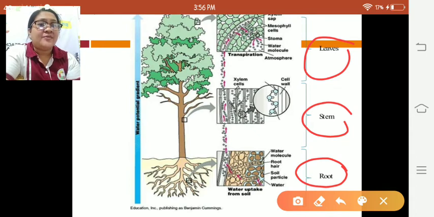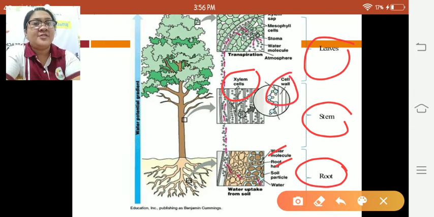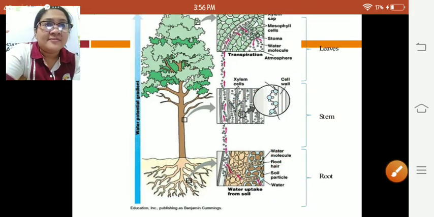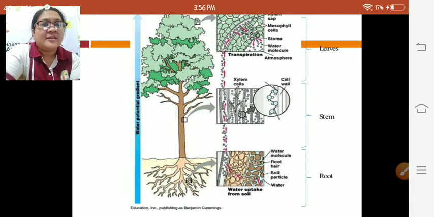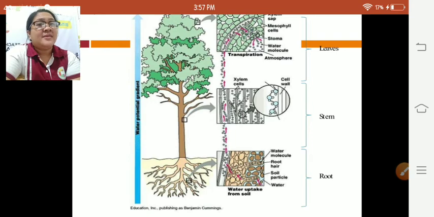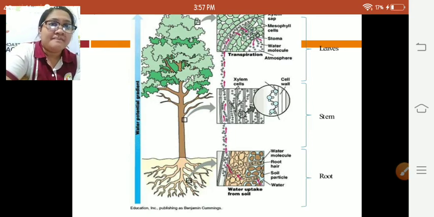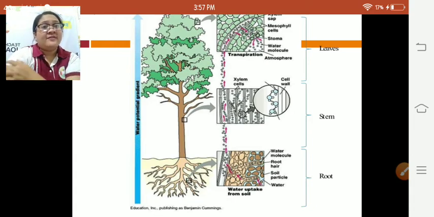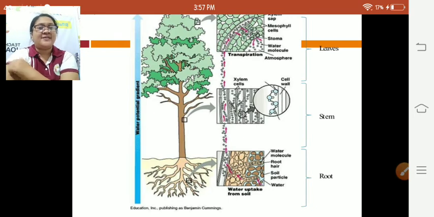In the root, we have the water, the soil particles, the root, and the water molecules. In the stem, it has xylem cells and the cell walls. In the leaves, transpiration occurs. There is a water molecule in the leaf. We have the stoma, the mesophyll cells, and the xylem sac. Transpiration happens in the leaves. Okay, let's move on.